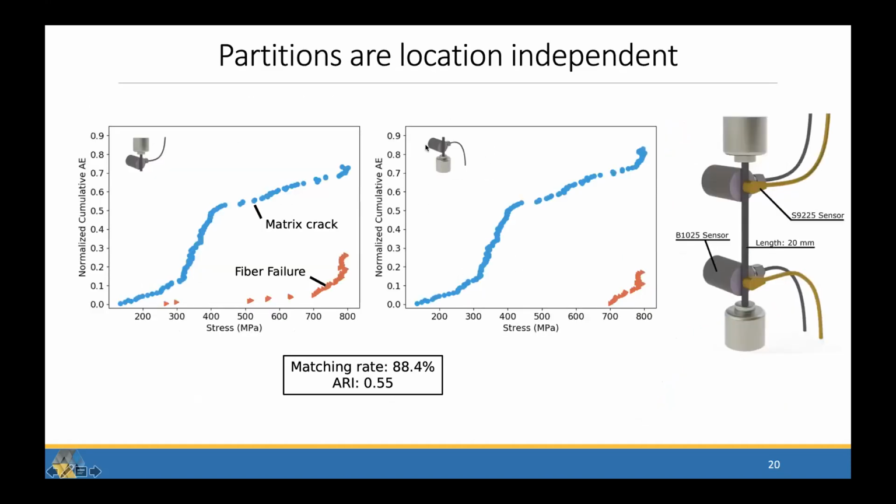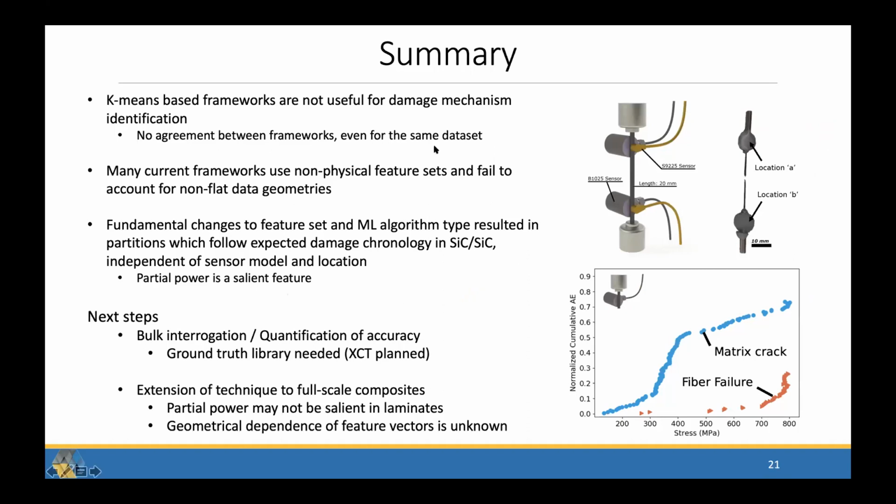Yeah. So basically, this is very heartening that it's sensor independent, it's location independent, and we're seeing the damage chronology we expect. We did find that K-means based frameworks don't work for damage mechanism identification in this case for these composites, by looking at these frameworks applied to the same data. That's largely because they use non-physical feature sets and don't account for non-flat data geometries. So we made fundamental changes to the way that we capture this feature set and which ML algorithm we apply so that we can look at geometrically anisotropic data.